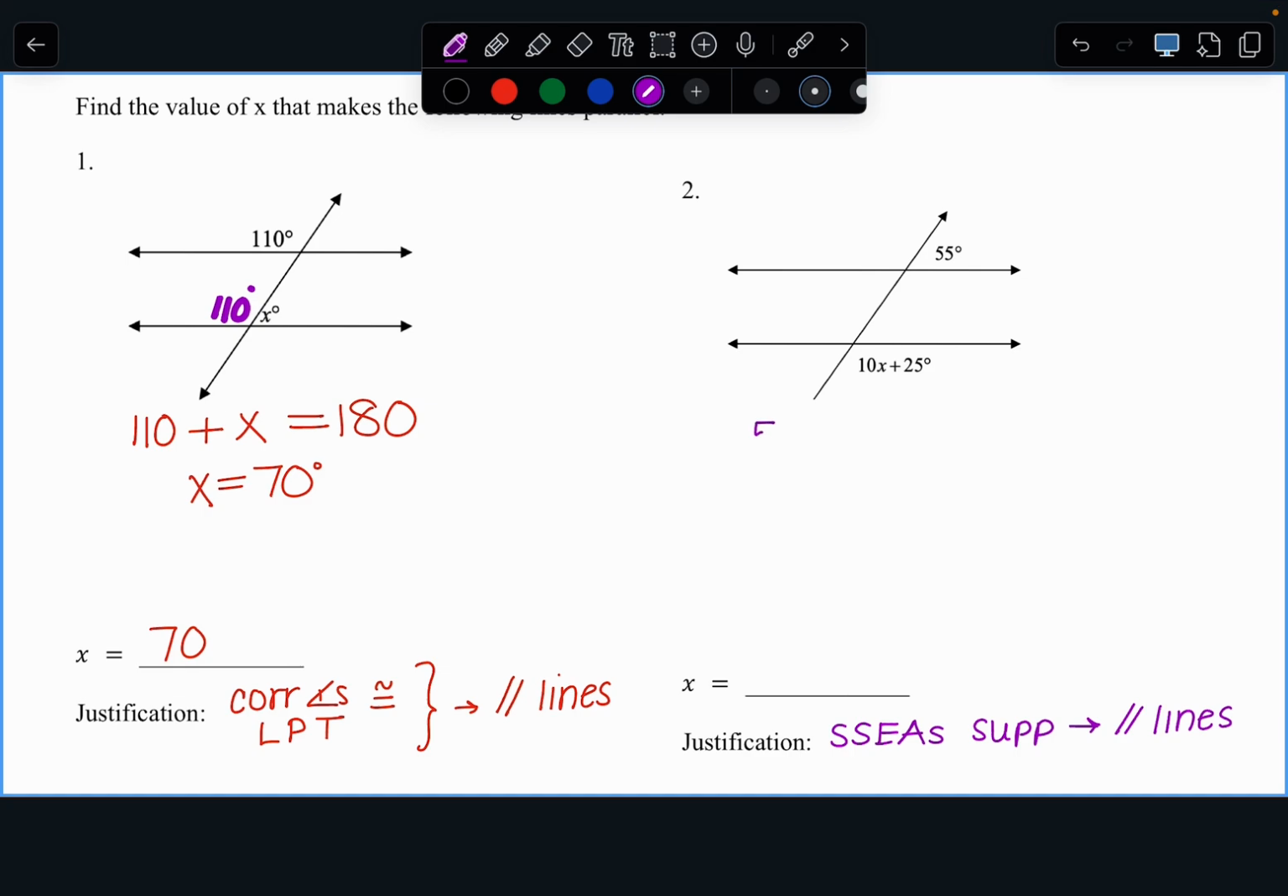So we know that 55 plus 10x plus 25 equals 180. And then we want to go about solving that. So to solve this, let's combine like terms first, which is the 55 and the positive 25. So we still have 10x, but we have plus 80 equals 180.